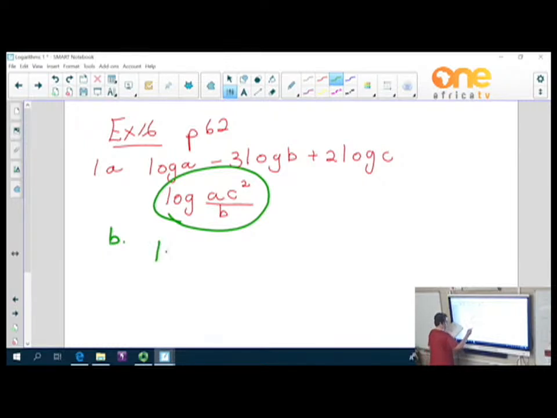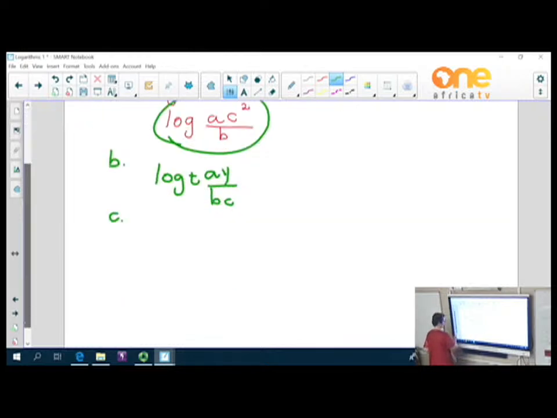The second one will now be log base t. They are all the same base t, so the log laws only work if you have the same base. So it will then be A times Y. There I add, so now I multiply over BC, number c.